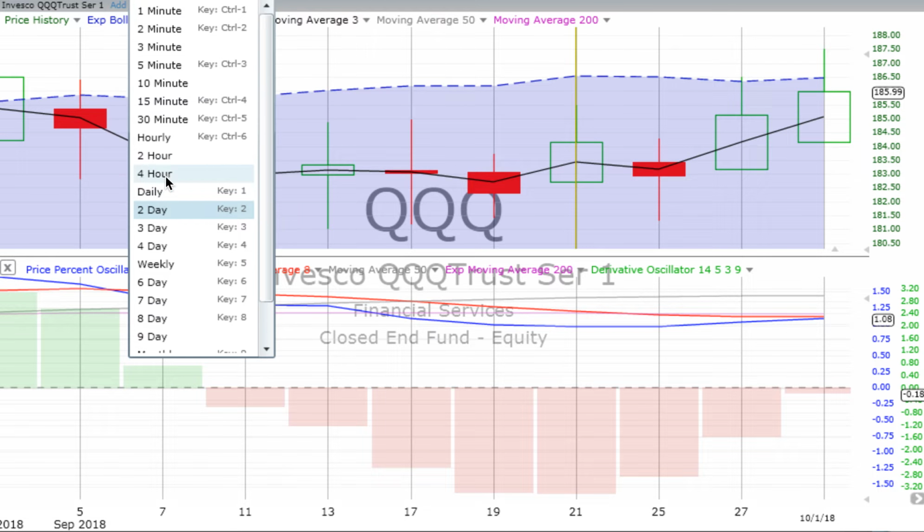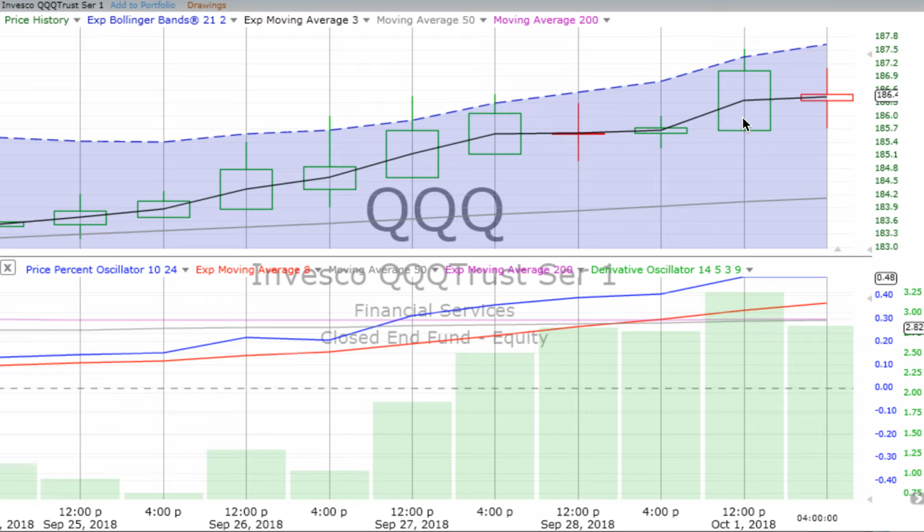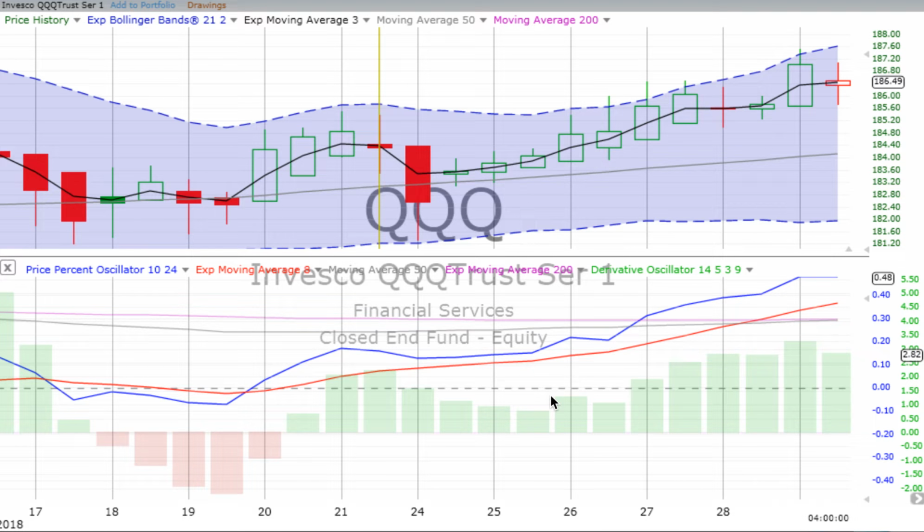We take a look at that 4-hour chart. What do we see? We see up movement in the morning, paring off in the afternoon. Price percent oscillator flat, derivative oscillator losing energy. So again, if we see a crossover going down on this 4-hour chart, of course, we would be looking to jump in on a down move.